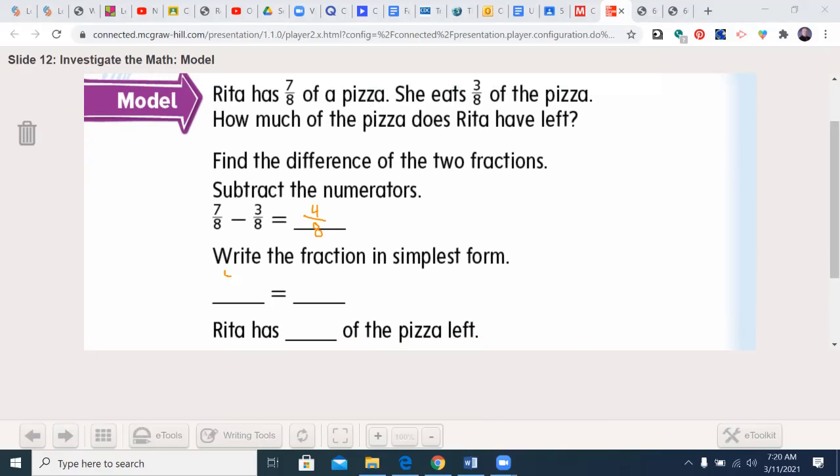Now I need to simplify. 4 and 8 have a greatest common factor of 4. So I'm going to divide top and bottom by 4. 4 divided by 4 is 1. 8 divided by 4 is 2. So Rita has 1 half of a pizza left. Notice that this time I wrote it slightly differently so that you're familiar with the fact that sometimes fractions are written at an angle and not always straight up and down.